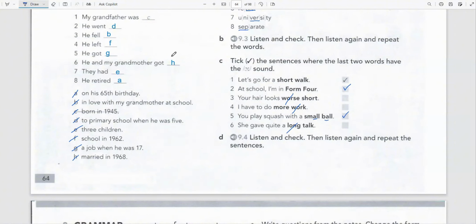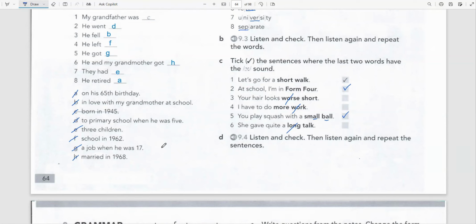Okay, we're going to double check. I'm going to play 9.4. 9.4. 9C. Pronunciation D. 1, Let's go for a short walk. 2, At school, I'm in Form 4. 3, Your hair looks worse short. 4, I have to do more work. 5, You play squash with a small ball. 6, She gave quite a long talk.